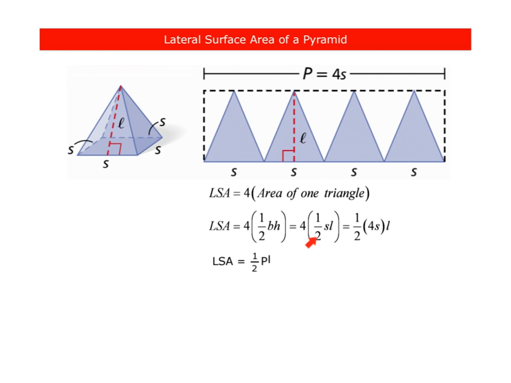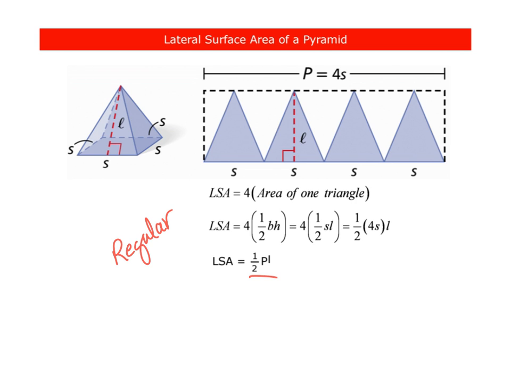Now I'm going to rearrange. I'm going to move the half out front and the 4 on the inside and regroup. And what you can see here is 4 times S is really the perimeter of the base. So the formula for a regular pyramid, regular being a really important word here, is 1/2 the perimeter of my base times the slant height.